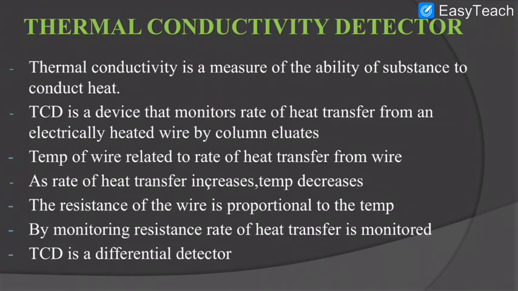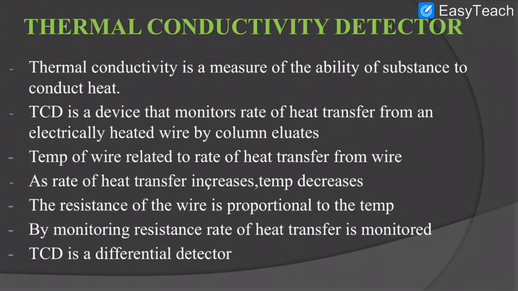Whatever comes from the column is passed through a heated wire, and when the eluent passes through the wire, it takes off some of the heat from the wire. Temperature of the wire is related to the heat transfer from the wire. If the heat transfer is more, then the temperature of the wire will be less, and as the rate of heat transfer increases, the temperature will decrease.